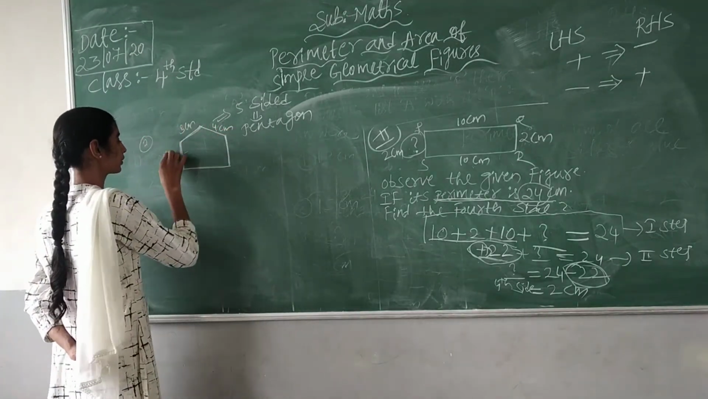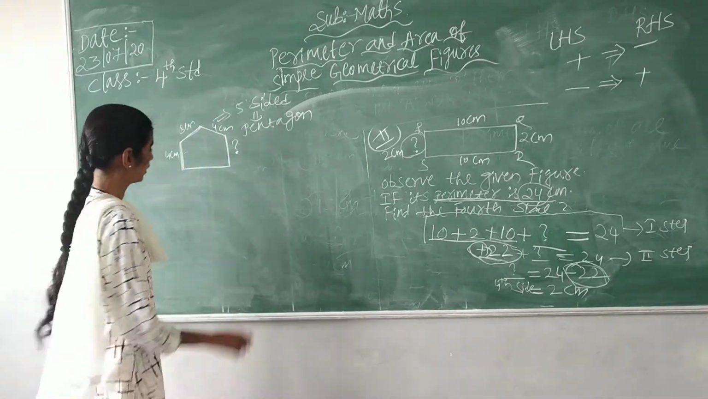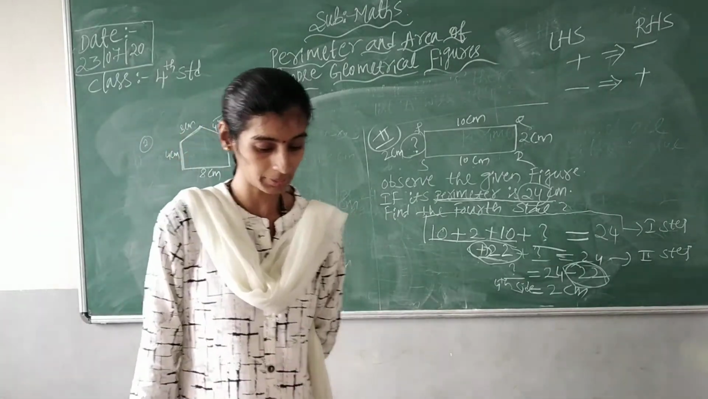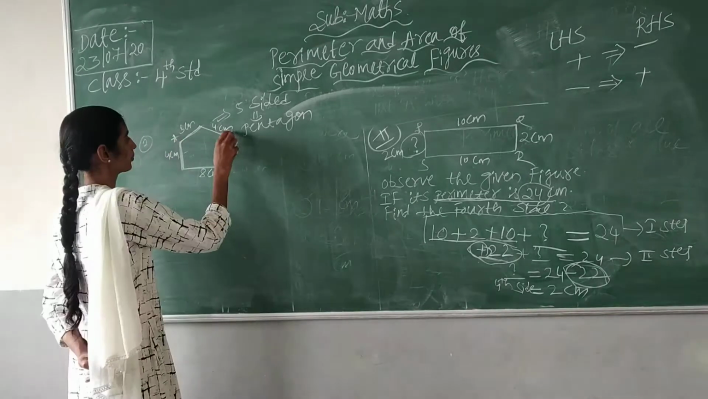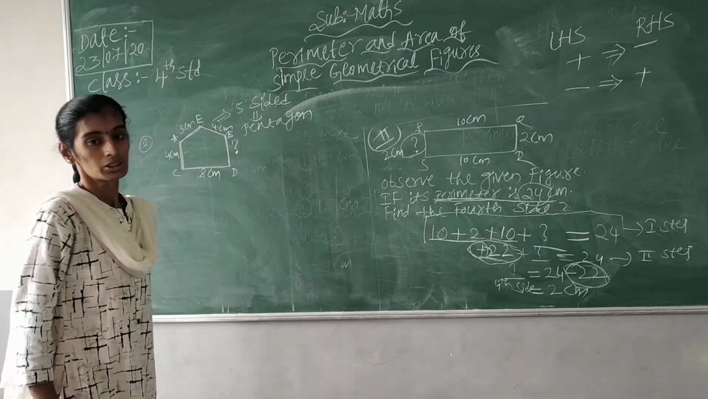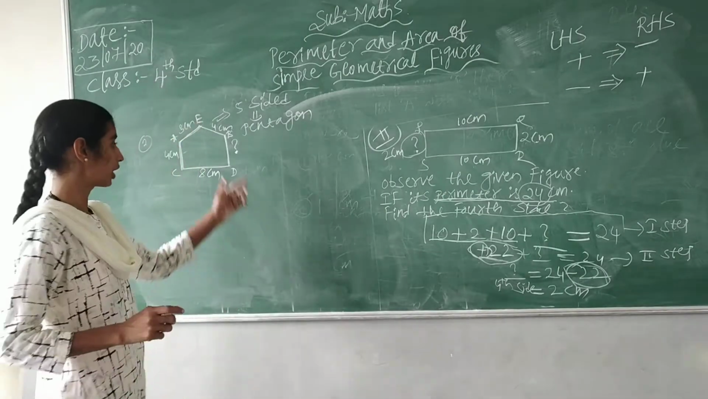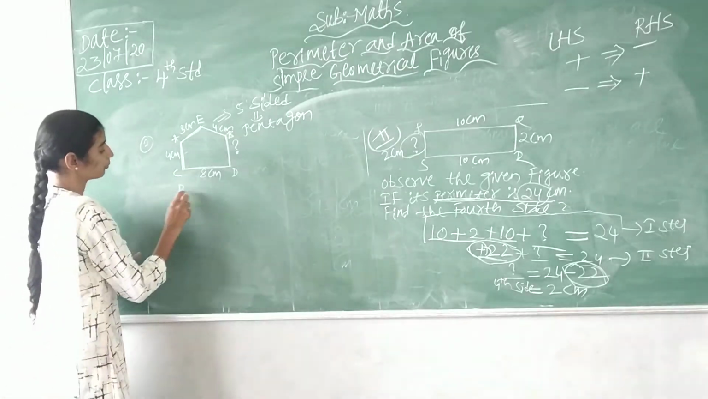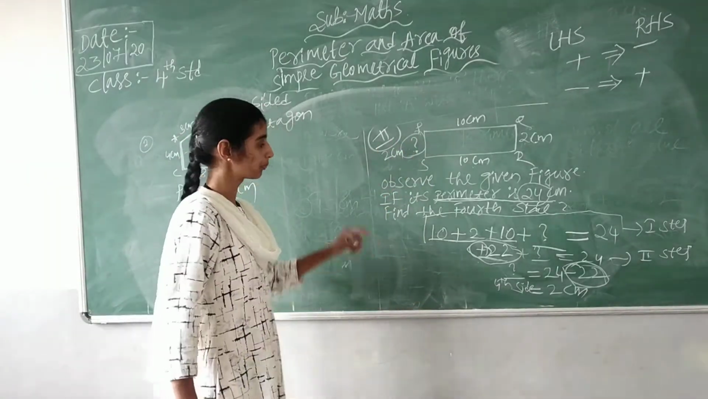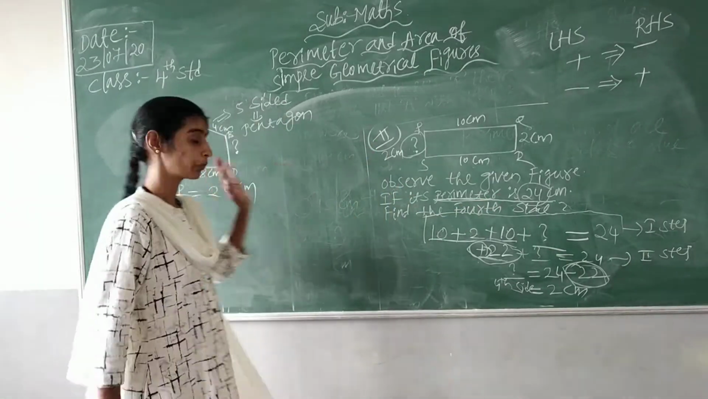4 centimeter, 4 centimeter. This side is pending, and again they have given you 8 centimeter. A, B, C, D and E. Then they have given you the perimeter as 24 centimeter. So again in this question also they have given the P value as 24 centimeter. Means the question remains the same. Observe the given figure. If its perimeter is 24, find the fifth side.